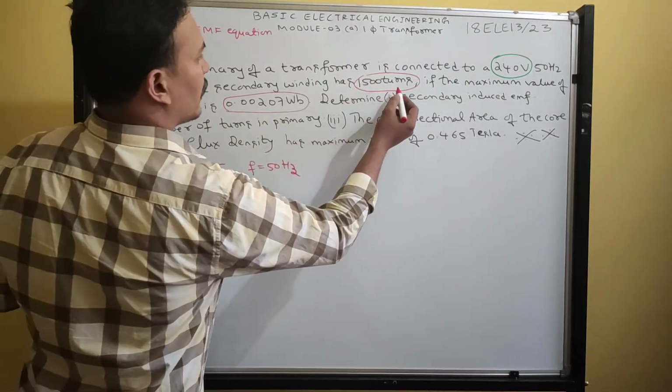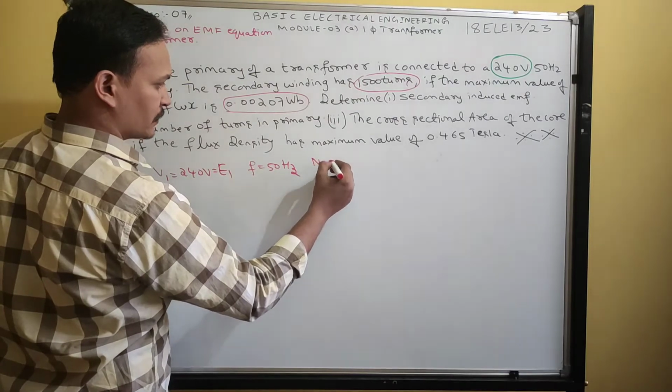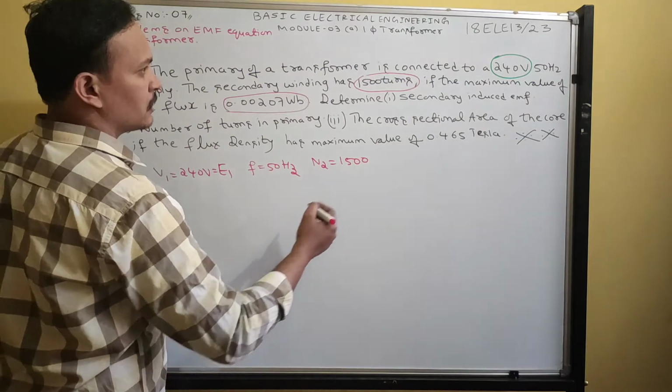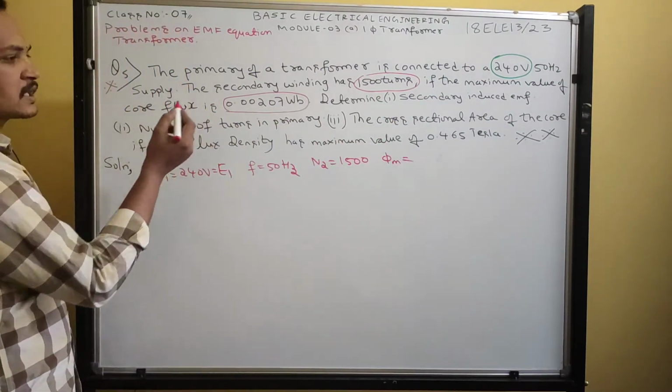And the given secondary winding has 1500 turns. N2 is 1500 secondary turns. The maximum value of the core flux. What is the value of the core flux given?